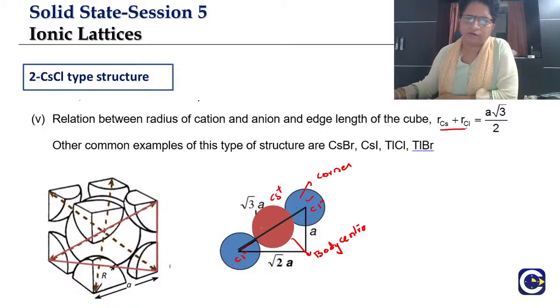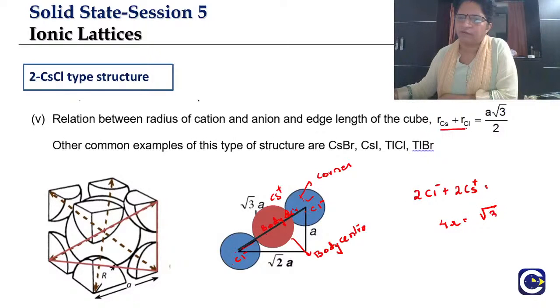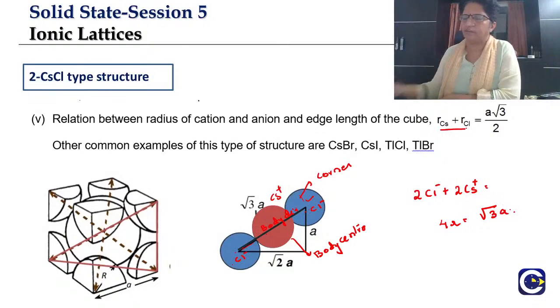This is what is called the body diagonal. What is the body diagonal? It is made up of 2 anions and the diameter of a cation, that is, 2 chloride ions plus 2 cesium ions together. I am taking the diameter, which will make up root 3a. That's what we have taken. If you remember, 4r is becoming root 3a.